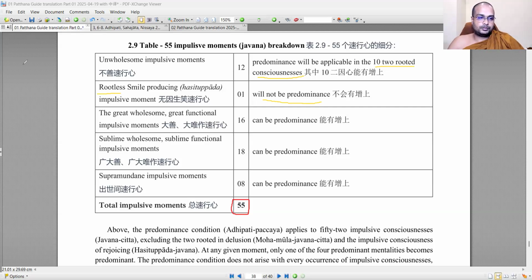Here, for the Lobha chitta, the predominance condition will not be applicable for these ten chittas. And here also, for the great wholesome and great functional impulsive moments, the predominance condition will not be applicable. But in the case of the sublime wholesome and the supramundane impulsive moments, the Mahagata and the Lokuttara states, there will always be a predominance condition. So we need to know these factors regarding the predominance condition.